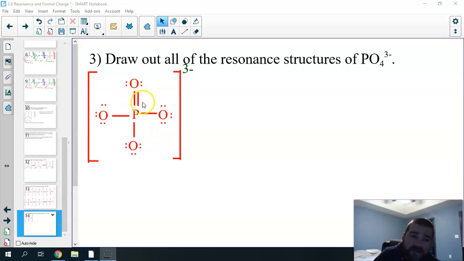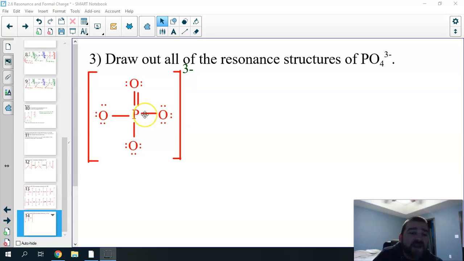If I make one double bond between one oxygen and phosphorus, that'll drop the formal charge of the phosphorus down to 0, and it'll drop the formal charge of that doubly bonded oxygen down to 0. Okay, the other 3 oxygens are all going to be -1, -1, -1. But our polyatomic ion has a 3- charge, so it is what it is. They need to go somewhere, right?